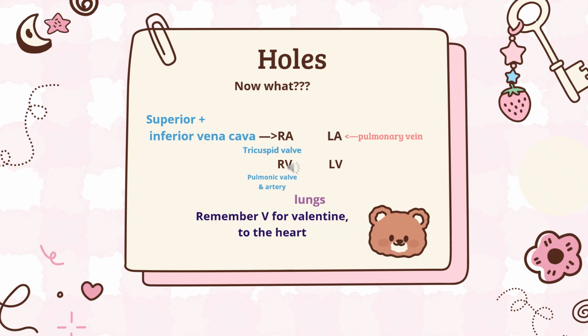Now, from the lungs, it needs to go back to the heart. It's going to do this through the pulmonary vein. So from the lungs to the left atrium, because A comes before V, through the pulmonary vein. And remember, V for Valentine, to the heart. So from the lungs to the left atrium through the pulmonary vein.